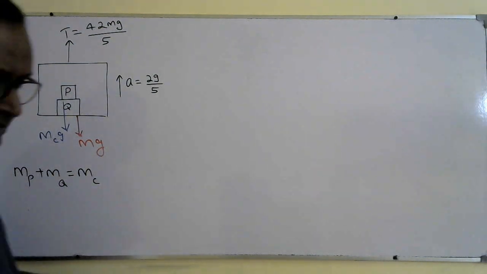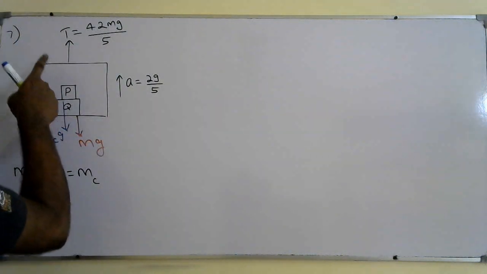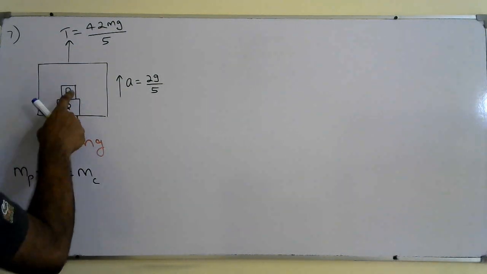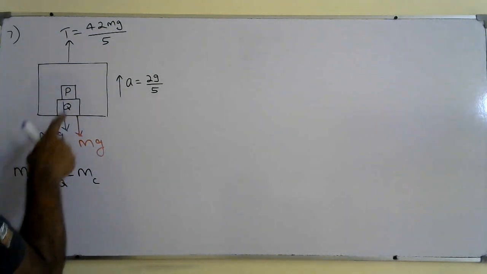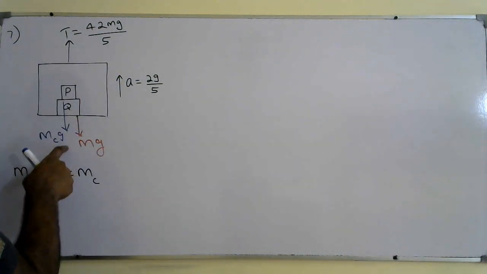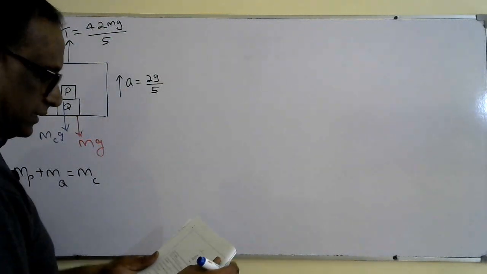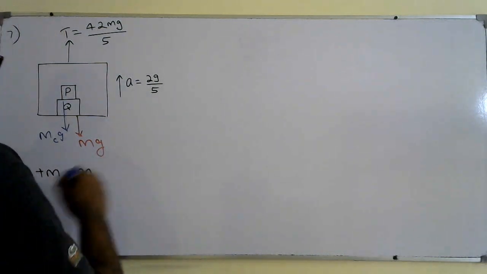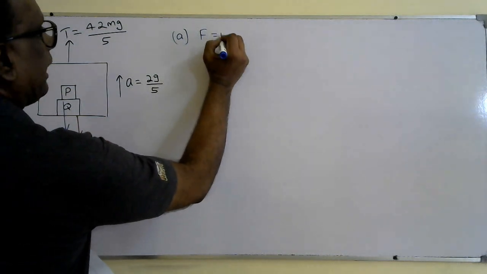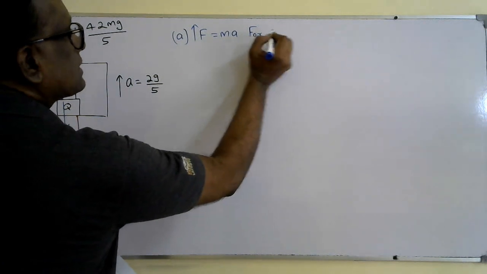That's all. So it's accelerating in the upward direction, so we consider the whole system. How many forces are acting? Tension in the upward direction, the total weight of P and Q downward, Mcg, and the weight of the lift cage, mg. The mass of the system is Mc plus M. Okay, we'll use the first part. We can use F equals ma in the upward direction for the whole system.